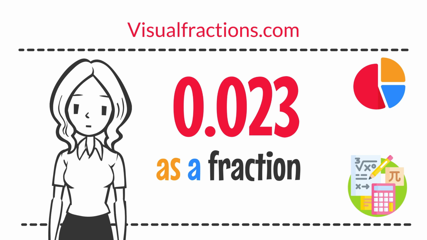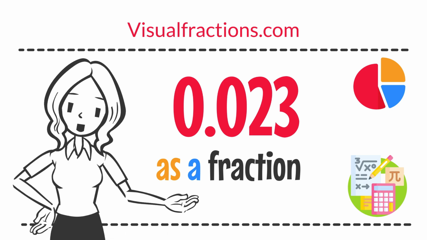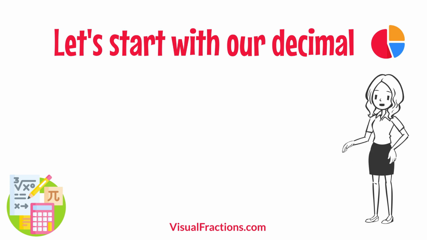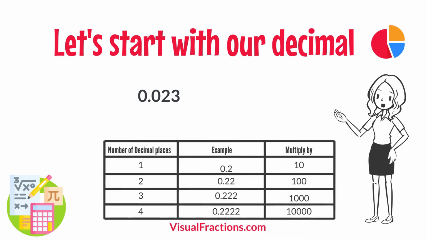Welcome to Visual Fractions. Today, we're diving into how to convert the decimal 0.023 into a fraction. Let's start with our decimal, 0.023. Notice there are 3 digits to the right of the decimal. This places it in the thousandths position.